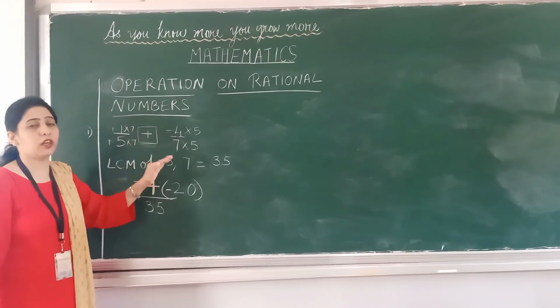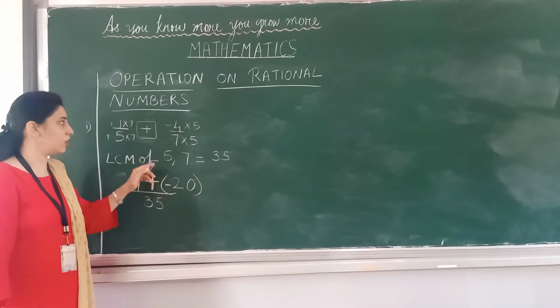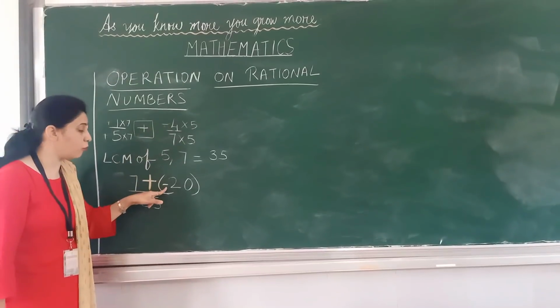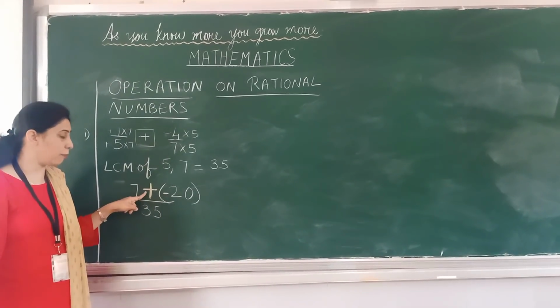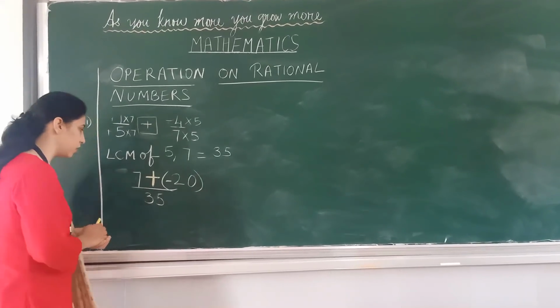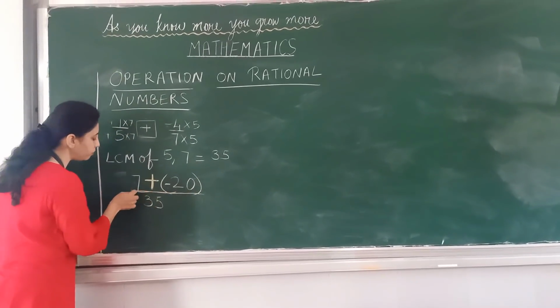Very important in rational numbers. In rational numbers, you can have a negative sign anywhere. So that minus sign will come over here. Because this plus is your main sign, because we are adding rational numbers. Now what are you going to do?